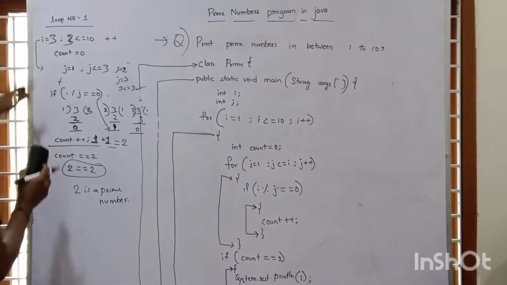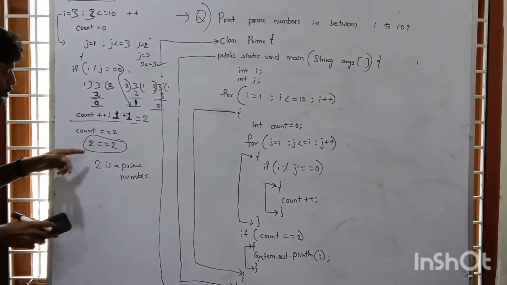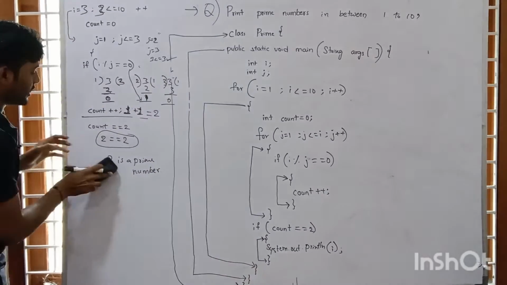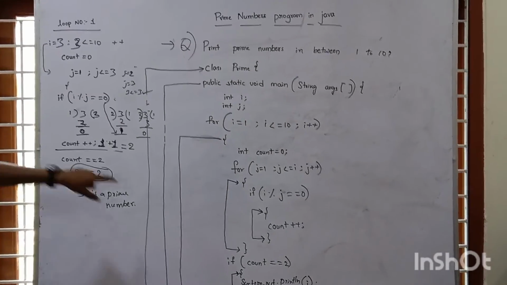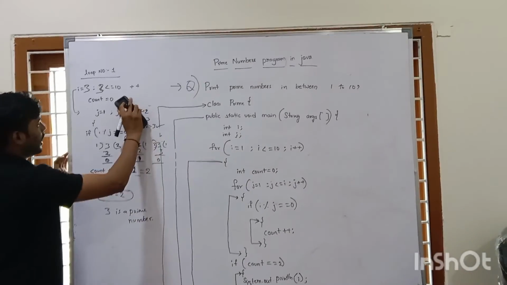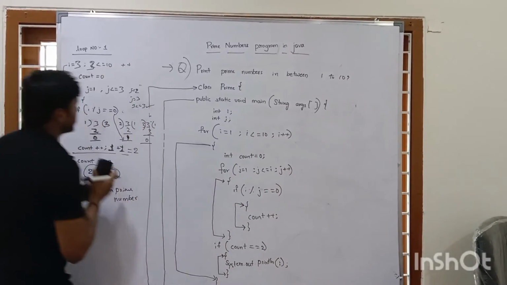Now here when I value is 3, we are seeing that count value is 2. Same, 2 equal to 2. So System.out.println(i). The i value is 3. 3 is a prime number. Now 3 should be printing here. And finally I am stopping with the 4, and again the loop will be executing until the condition is satisfied.